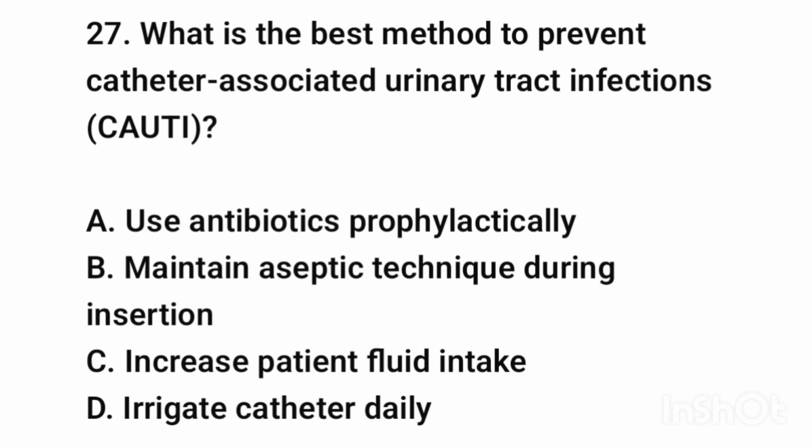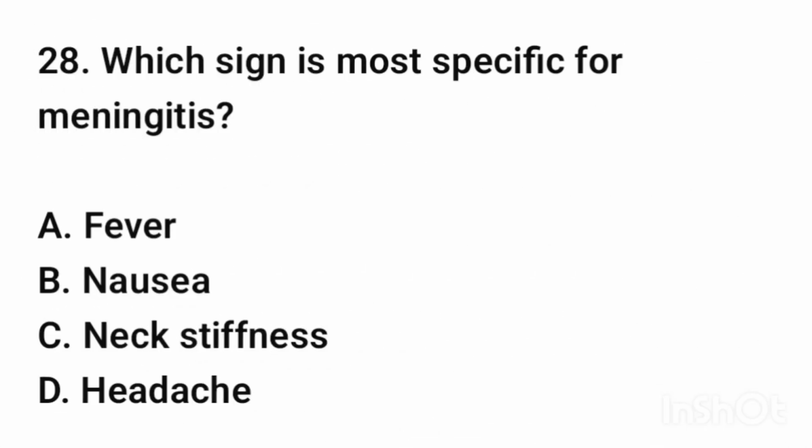Question number 27. What is the best method to prevent catheter-associated urinary tract infections? The correct answer is option B. Maintain aseptic technique during insertion. Question number 28. Which sign is most specific for meningitis? The correct answer is option C. Neck stiffness.